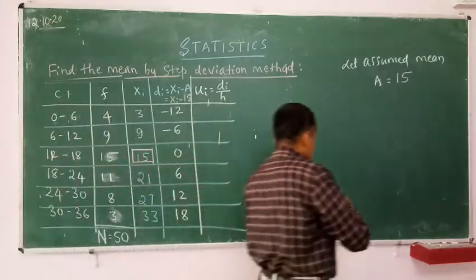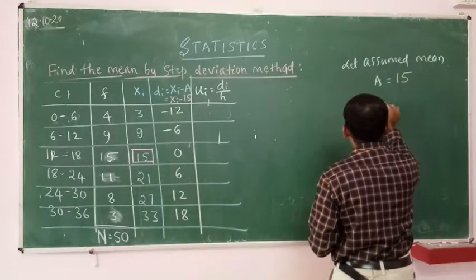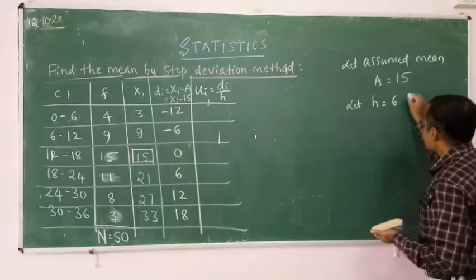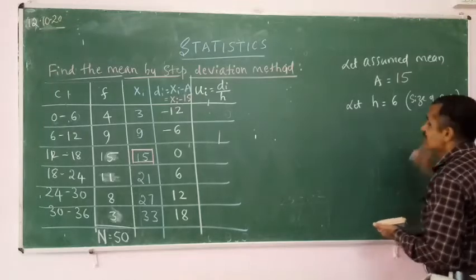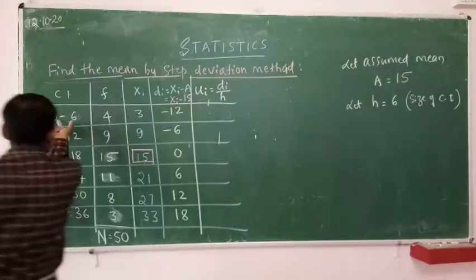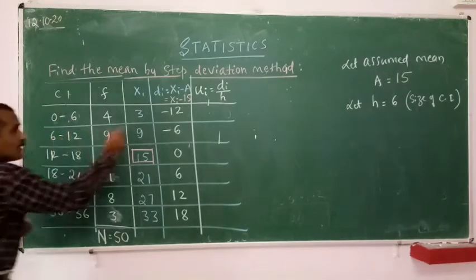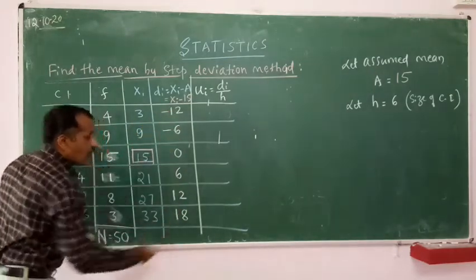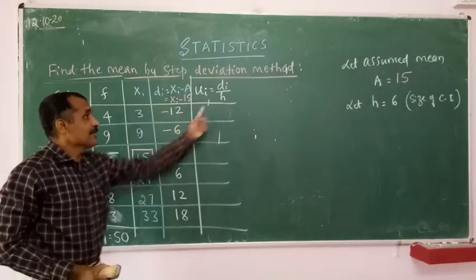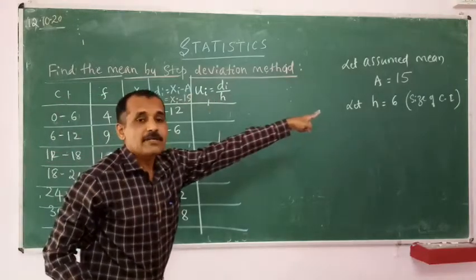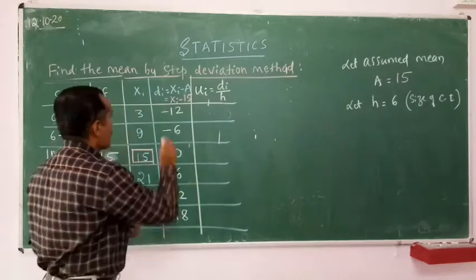Let H equal 6. Why 6? It is the size of the class interval: upper limit minus lower limit is 6. Whatever DI values I am getting, these numbers are definitely divisible by H. H means size of the class interval. Come on, I will divide them by 6.